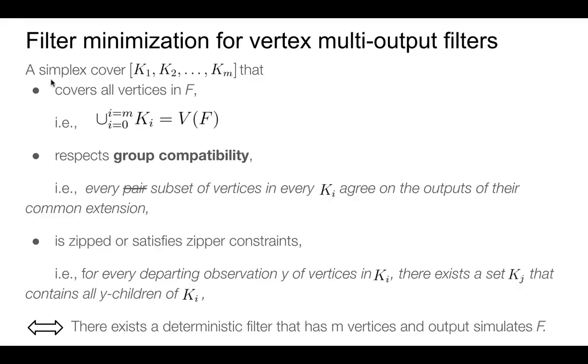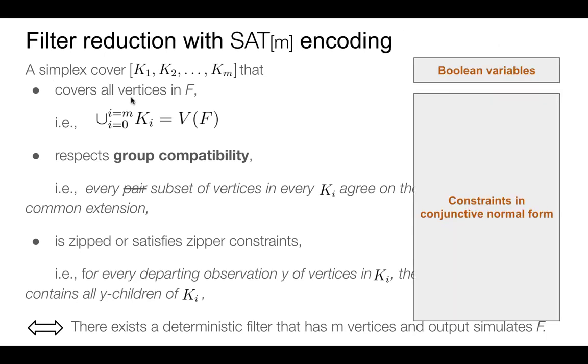And this search problem may be interesting in its own right, but here we choose to encode it into SAT formalization. We create Boolean variables to encode the cover, and these properties on the cover become constraints in conjunctive normal form. This gives us a SAT problem which is parameterized by m. If we solve this SAT problem, then we find a solution with m states.